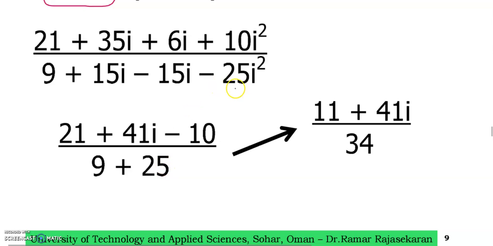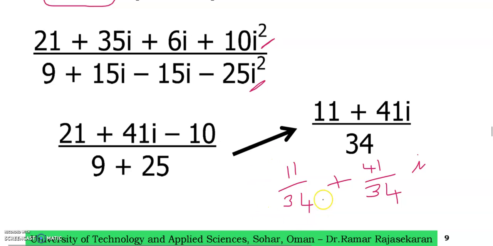Here one thing is important, when you get i squared you put minus 1, so that you can simplify. So the final answer is 11 plus 41i by 34. Actually you can write this as 11 by 34 plus 41 by 34 i. Why write this? The earlier one is right, but this is the form of a plus bi.